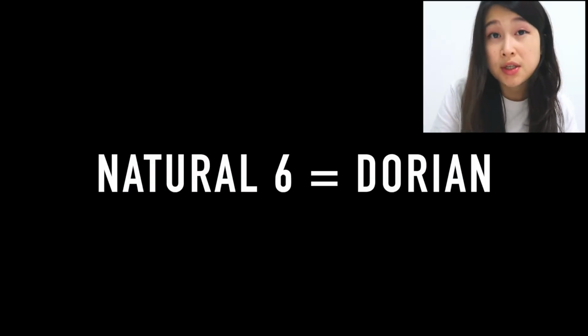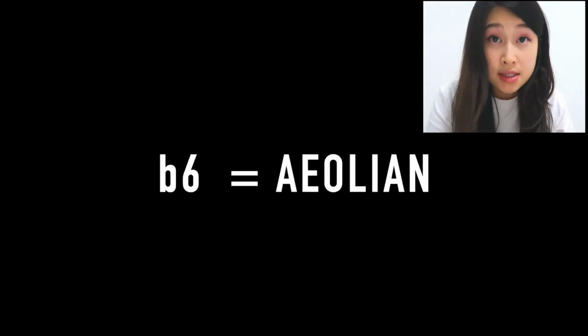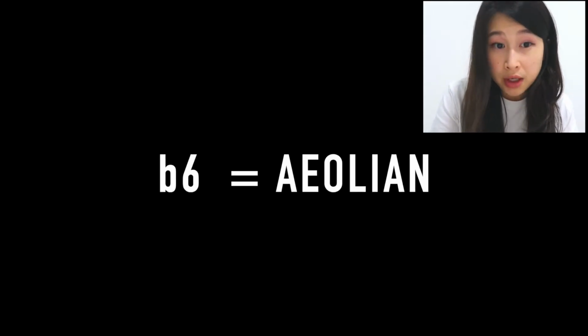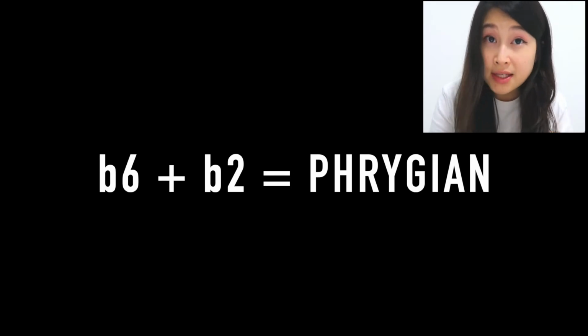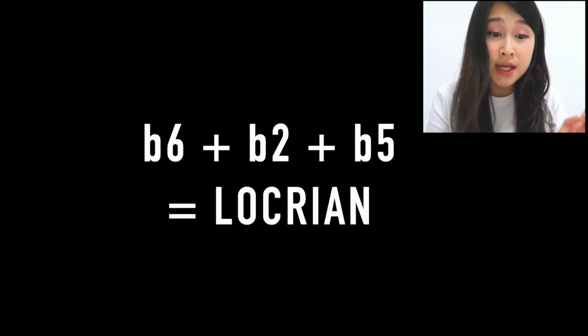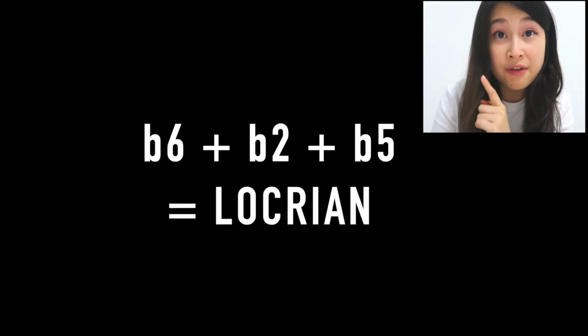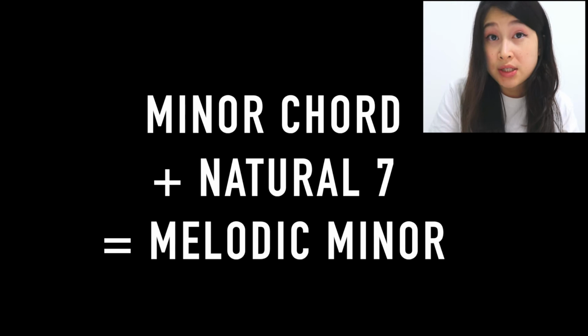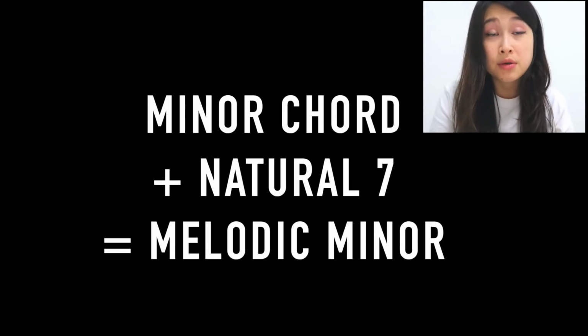First of all, when you see a natural 6, you can use Dorian. When you see a flat 6, you will use Aeolian. However, when you see a flat 6 with a flat 2, it will be Phrygian. If you see a flat 6, flat 2 with the flat 5, it will be Locrian. When you see a natural 7, you will be using melodic minor. That's it for minor.